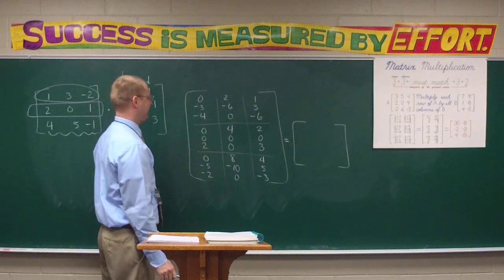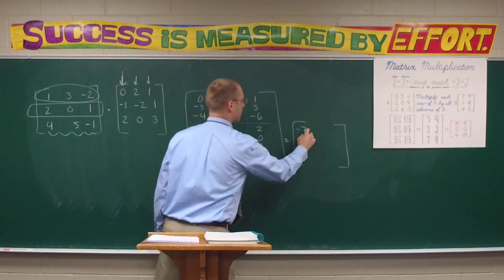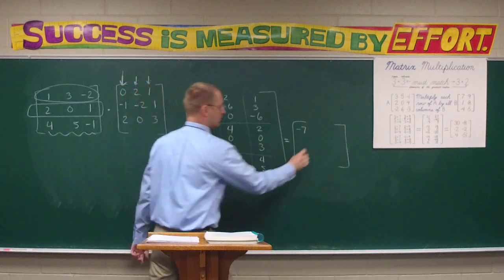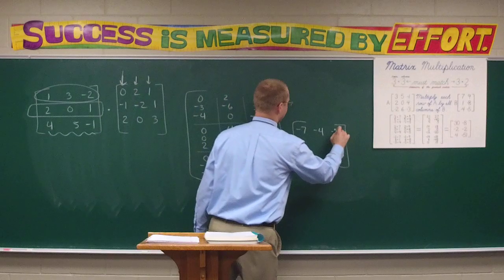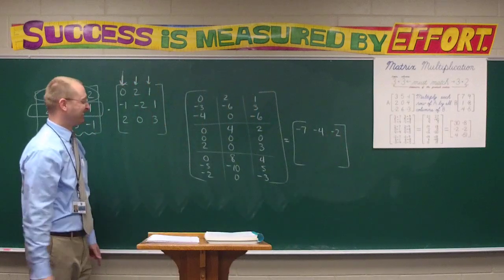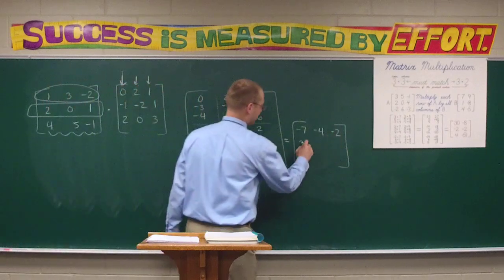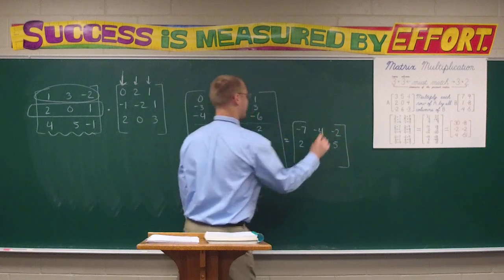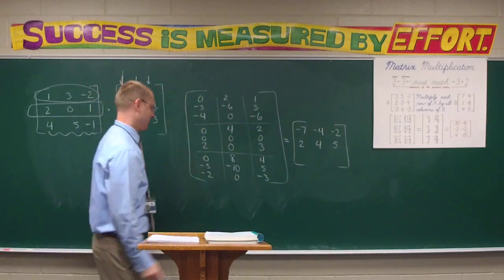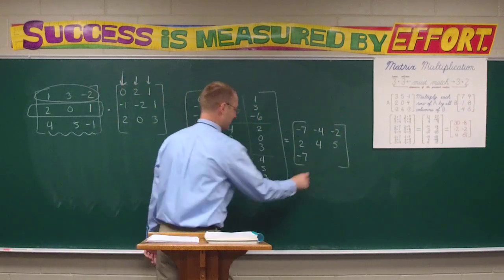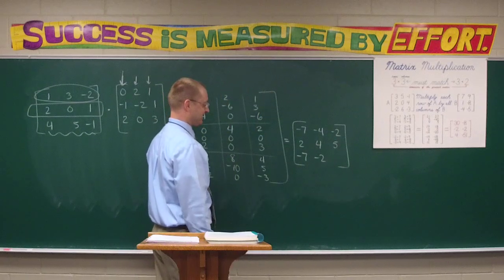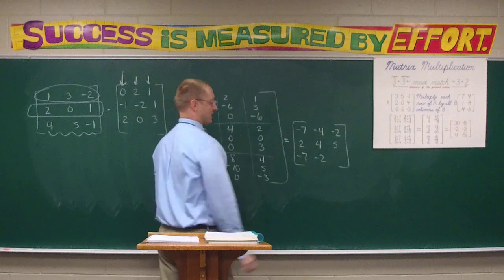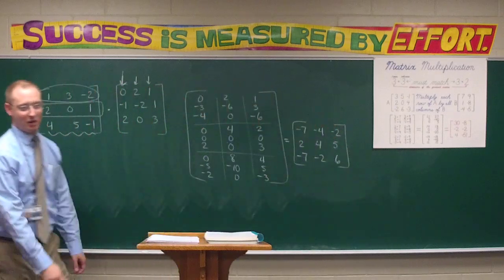Okay, so -7, -4, -2. This is a lot of negative in this matrix. 2, 4, 5. Oh, that's much better. -7, -2, and back to your old ways, I see. -6. There we go.